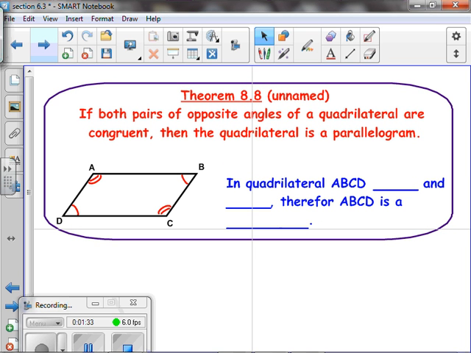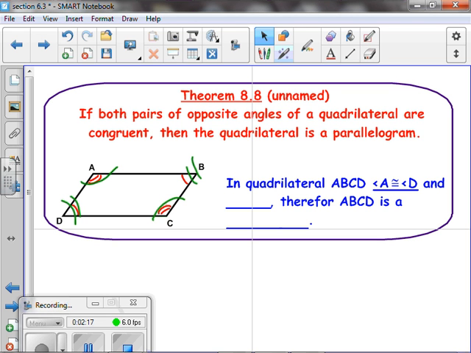Theorem 8.8 says that if both pairs of opposite angles of a quadrilateral are congruent, then the quadrilateral is a parallelogram. Okay? So, much like we just did with the opposite sides, now it's opposite angles. So if we have this one right here and this one right here being congruent, and if we have angle B and angle D that are congruent, then we know we must have a parallelogram. Okay, so let's do our example here real quick.